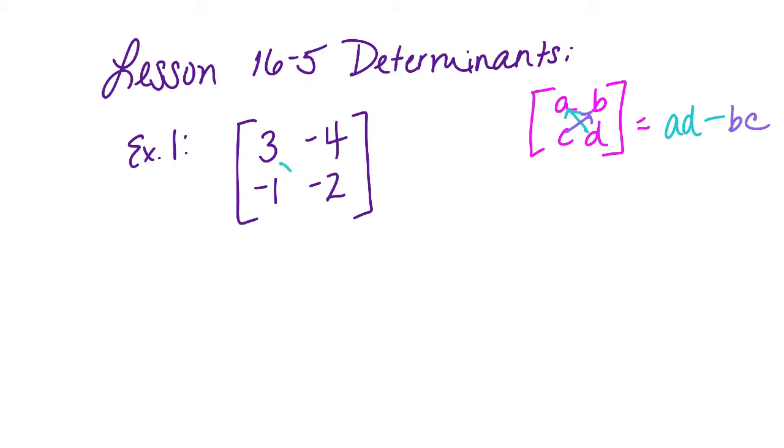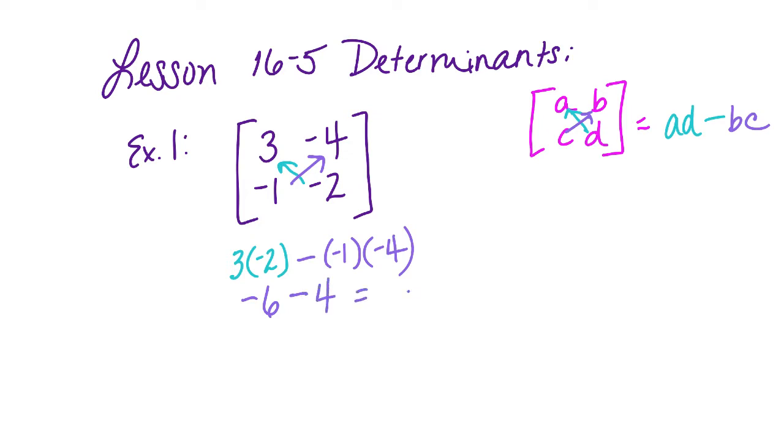So for example 1, I'm taking 3 times -2, and I am subtracting -1 times -4. Well, 3 times -2 is -6, minus 1 times -4 is 4, and that's going to give us a -10. As you can see, not super hard, but it does get a little bit more confusing when we move into the 3 by 3s.